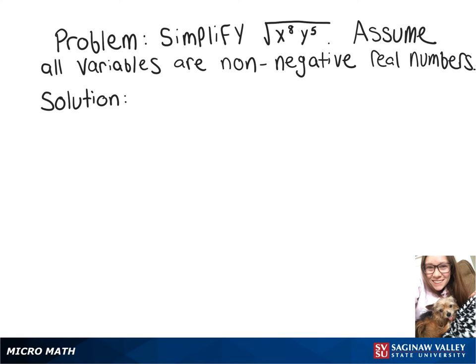In this video, we're going to simplify the square root of x to the 8th times y to the 5th. So in order to make this a little easier, we're going to break up that y to the 5th. So we still have x to the 8th times y to the 4th times y.